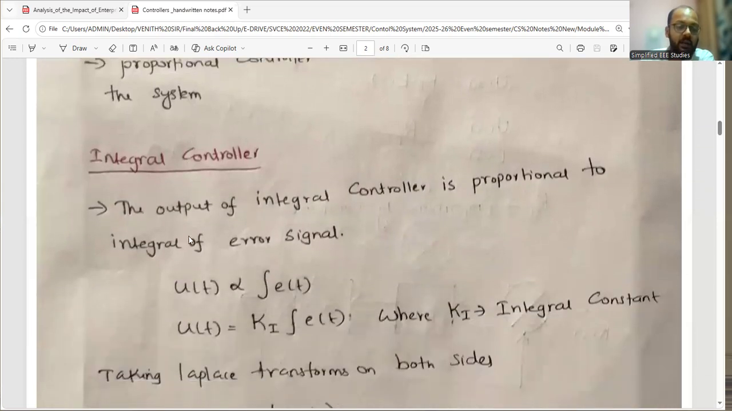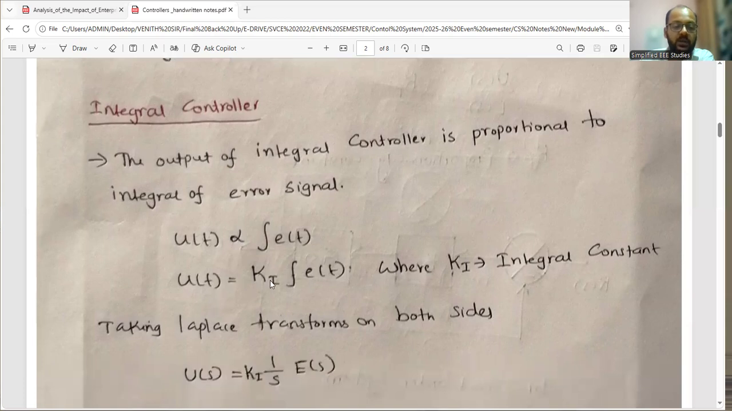Next is called the integral controller. So the output of the integral controller is proportional to the integral of the error signal. Mathematically, the output is U of t, proportional to the integral of E of t, the error signal. So removing the proportionality sign, U of t is equal to Ki into the integral of E of t, where Ki is known as the integral constant.